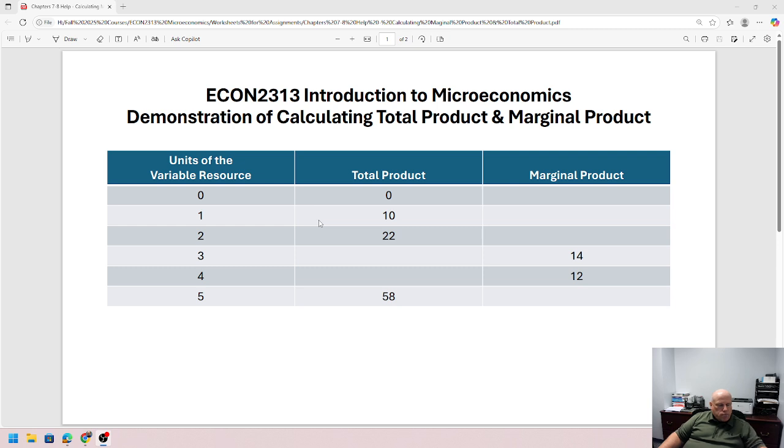Okay, so on this particular problem on the assignment, it's going to give you a 3-column table where it shows units of the variable resource, total product, and marginal product, very similar to this example that I'm showing here. These aren't the same numbers in the book though. Basically it's showing you some of the total products that you need to calculate marginal product, and then it's showing you some of the marginal product values that you'll use to calculate total product.